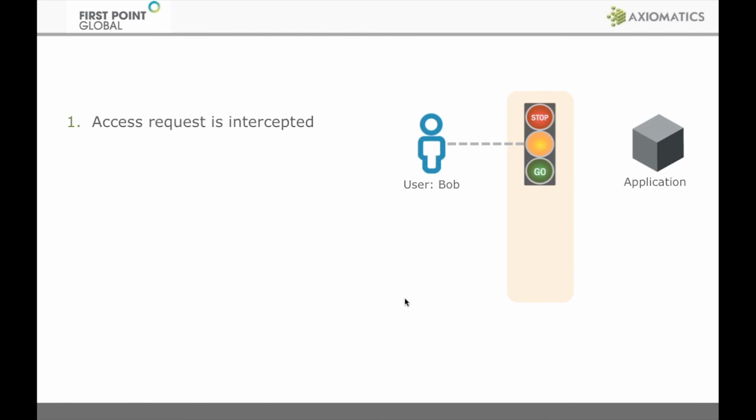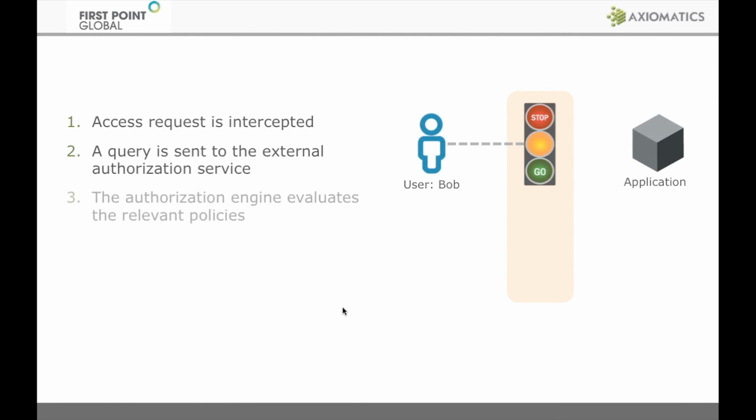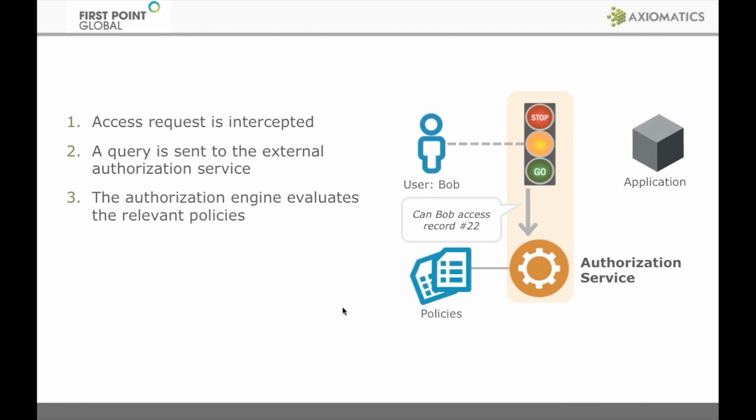And what will happen is that with dynamic authorization, you have the notion of an interceptor or policy enforcement point, here represented by a traffic light. And that interceptor will intercept the business flow between the client, user Bob, and the application. The interceptor will be responsible for converting that business request into an authorization request, which will be sent off to the external authorization service.